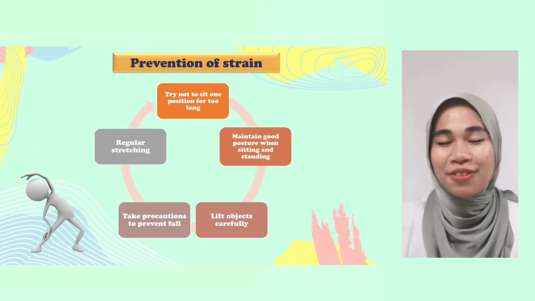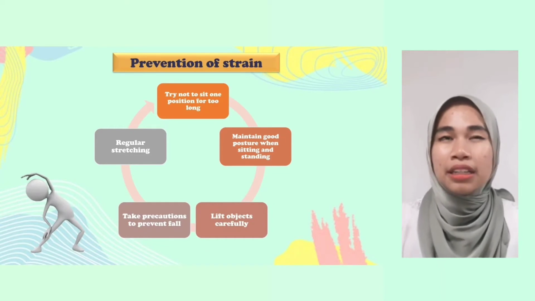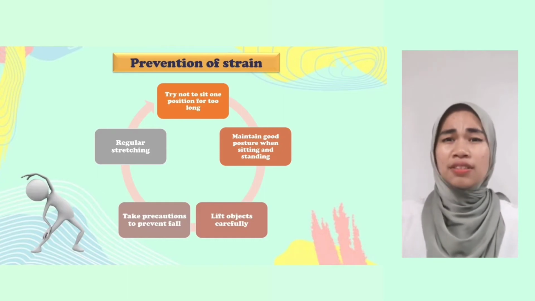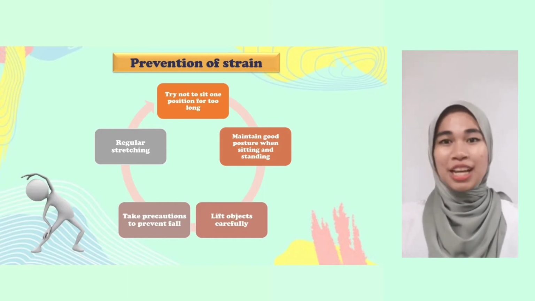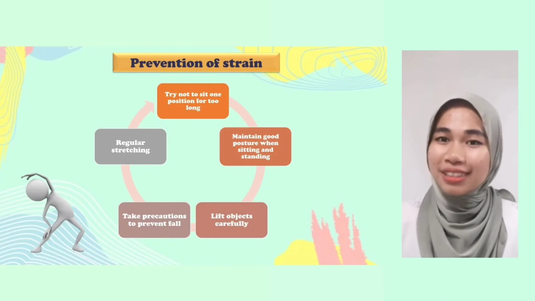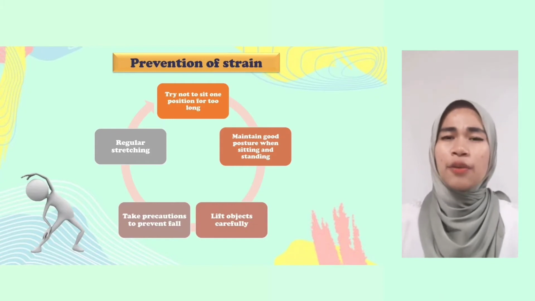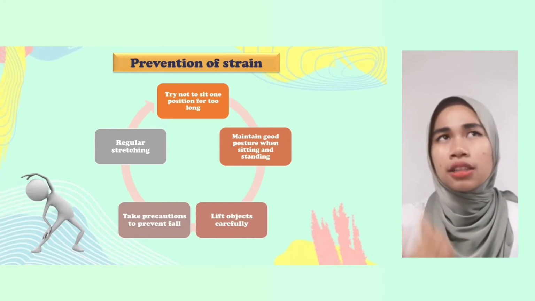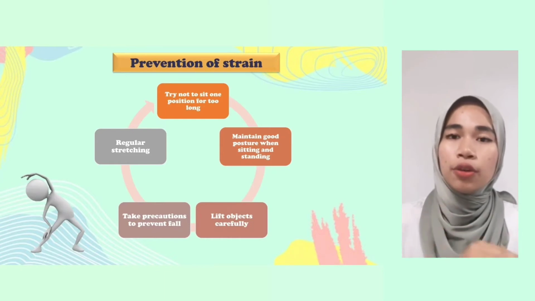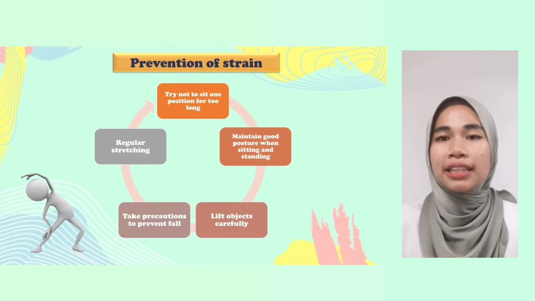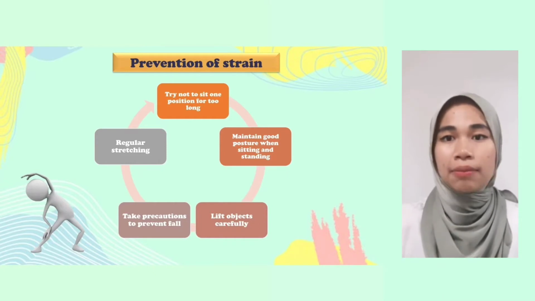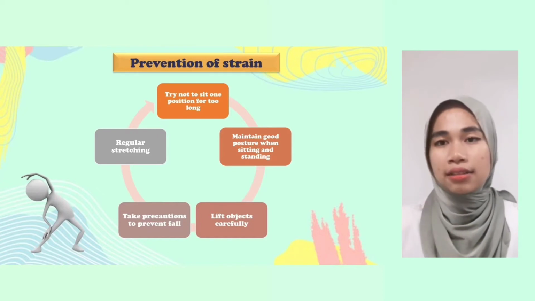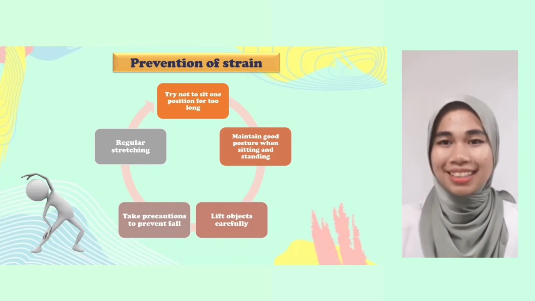I will continue to the next slide, which is prevention of muscle strain. Okay, firstly is maintain good posture when you are standing or sitting. For example, if you spend a long time in one position, try to alternate putting one foot and then the other foot forward. This can help decrease stress on your back muscle.